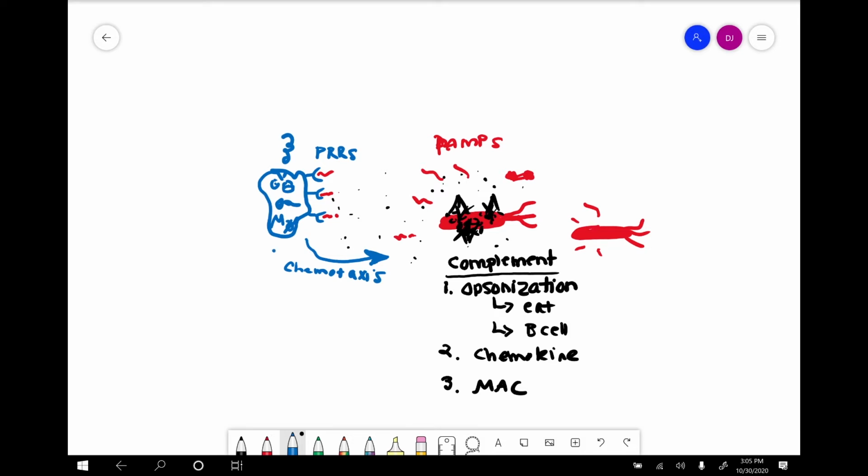One of the things it will do once it's hyperactivated is start secreting its own cytokines in the area. And the reason why is it's going to want to start doing a couple of things.